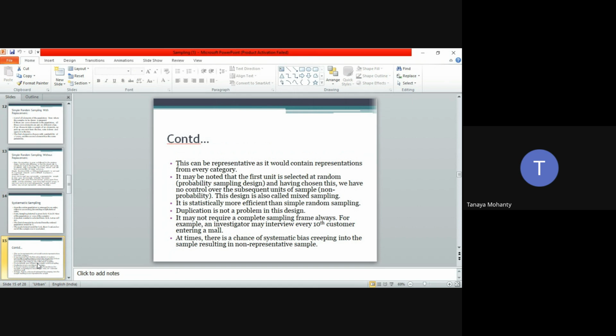Duplication is not a problem in this design, because you have seen that in simple random sampling with replacement, we were always putting the slip back into the box. So sometimes it might happen that you will end up picking up the same chit again and again. You will have this kind of problem with simple random sampling with replacement. So sorry, without replacement. So in this case, the idea of duplication would not bother you, and it may not require a complete sampling frame always, because mostly it is difficult to get a sampling frame.